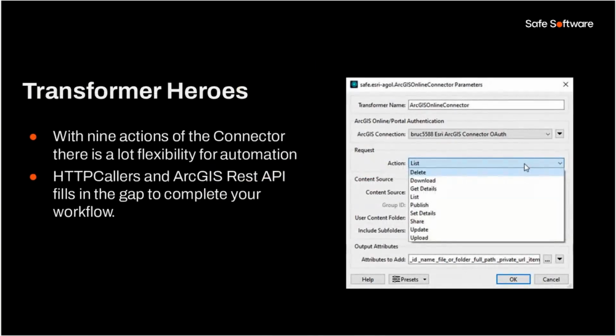Just reviewing our lessons. The transformer heroes are really the ArcGIS Online connector, with lots of flexibility with all the actions that it comes with. And then the HTTP callers and ArcGIS REST API fill in the gap to complete a repeatable and highly efficient workflow. Back to you, Shanna.